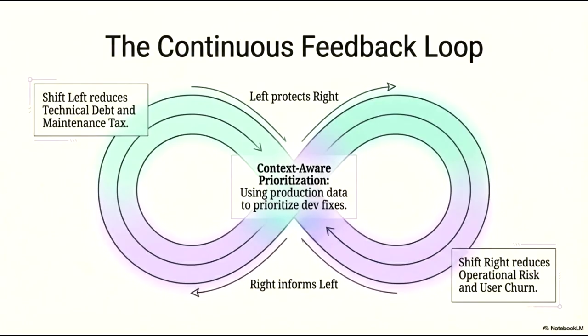Here, right informs left as real-world production data is fed back into the development phase. This allows teams to move away from theoretical roadmaps and instead use empirical evidence to prioritize development fixes that have the highest impact on the user experience. This continuous flow ensures that the development process remains agile, data-driven, and perfectly aligned with operational realities.